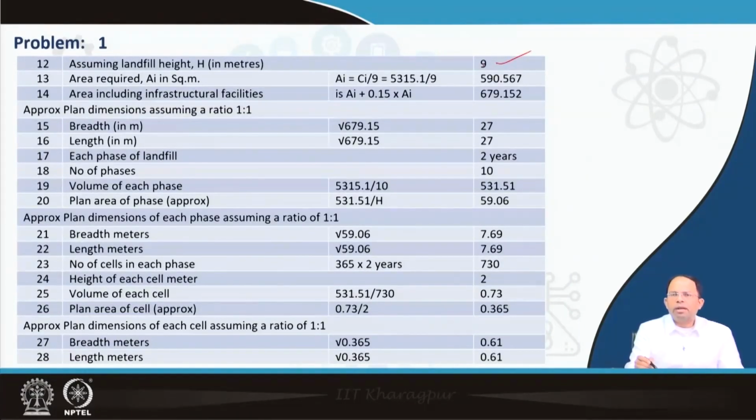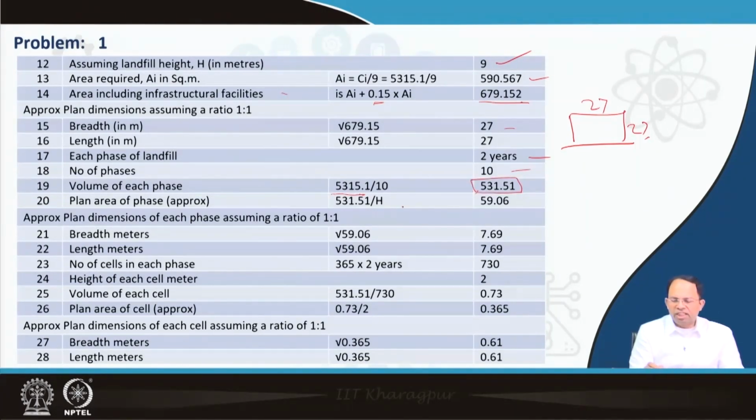So area required would be total volume divided by 9, which is 590 square meters. Infrastructure facilities another 15%, so it becomes 679 square meters. So the total breadth of the landfill, if I take a squarish landfill site, comes to around 27 meters by 27 meters. Each phase is for 2 years, number of phases is 10. We divide the volume, total volume 5315 divided by 10. This is the volume for each phase.